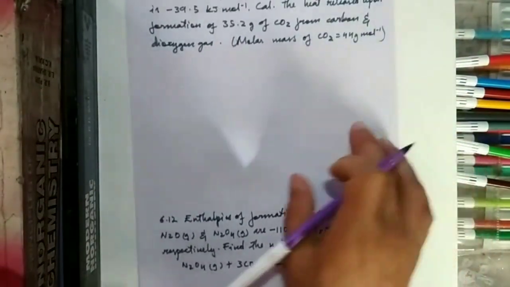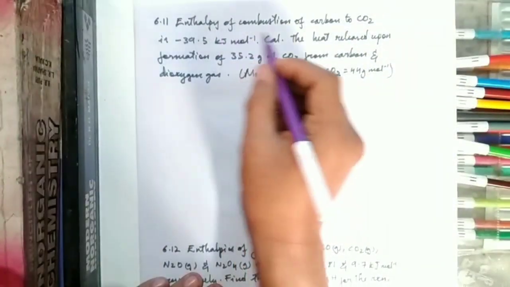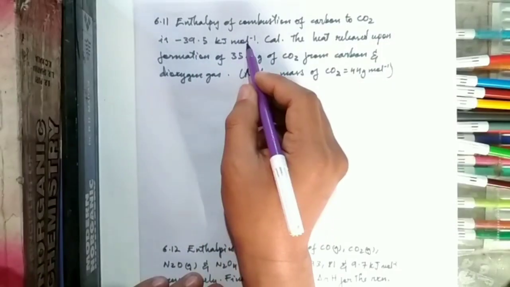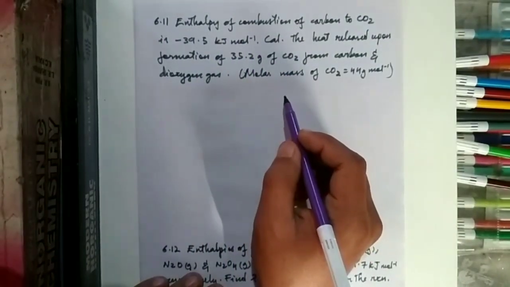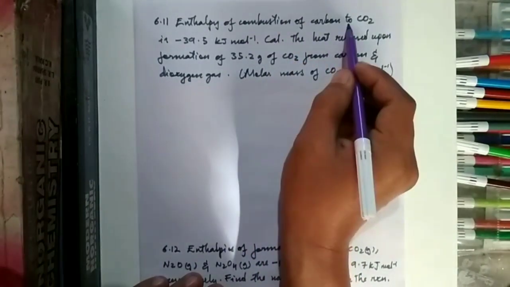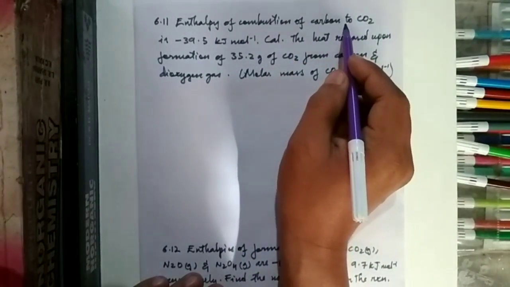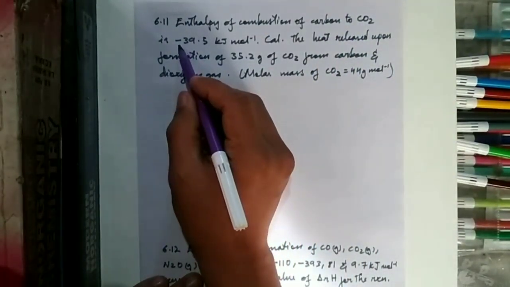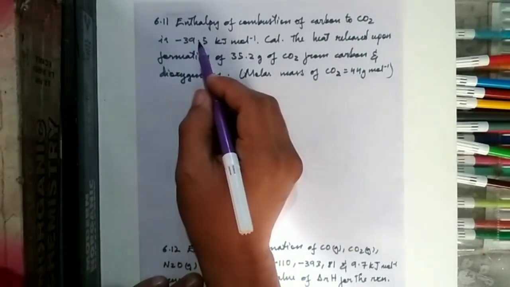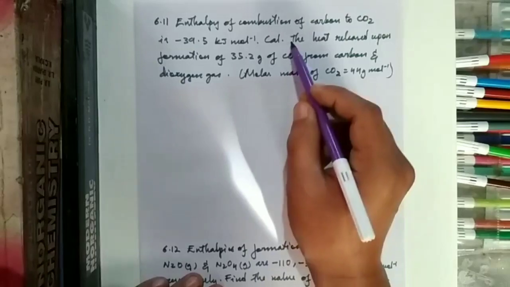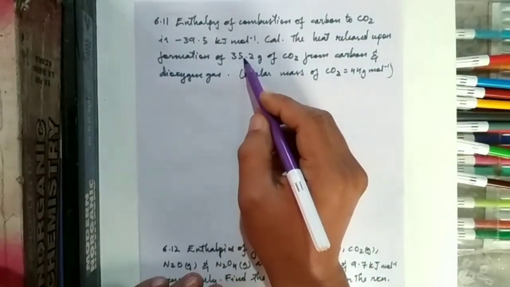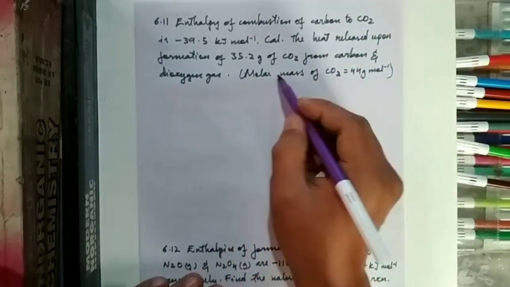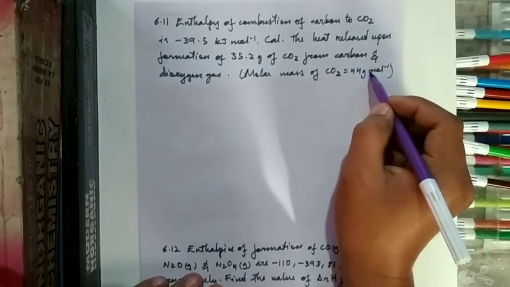Let's discuss the next one. Enthalpy of combustion of carbon to CO2 is minus 39.5 kilojoule per mole. Now this combustion takes place in the presence of oxygen. Carbon is combusted to CO2 at 39.5 kilojoule per mole. Calculate the heat released upon formation of 35.2 gram of CO2 from carbon and dioxygen gas. Molar mass of CO2 is 44 gram per mole.